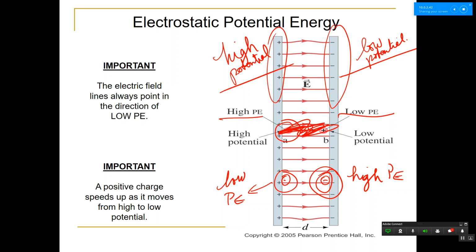So high potential, I'm going to just erase this thing here. High potential, that doesn't change. Low potential, that doesn't change, okay? So for a proton, it's got to be high potential here. For an electron, it's high potential on this side. It's back. Okay?